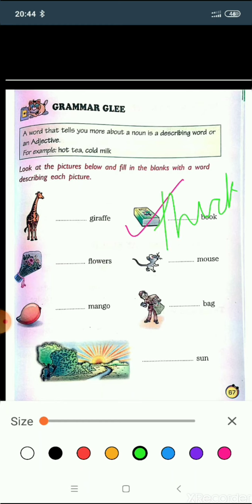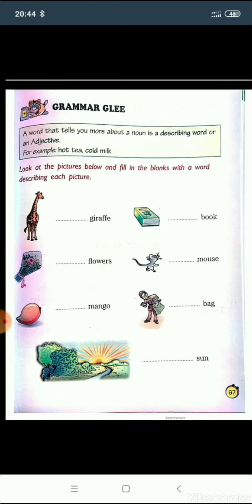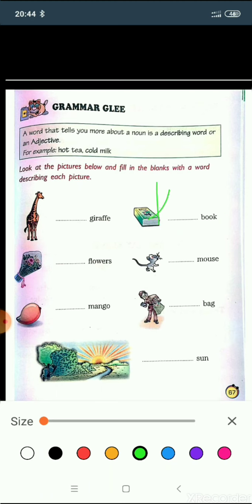T-H-I-C-K. So let me write it once again. It's not clear. I'll say thick. Thick book. The word thick describes the book. It's a describing word.